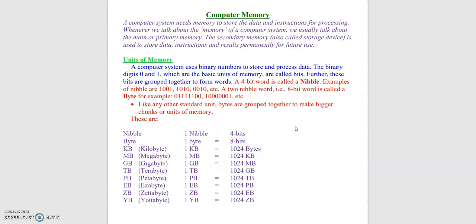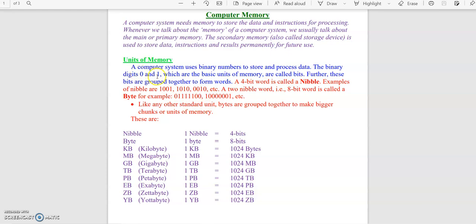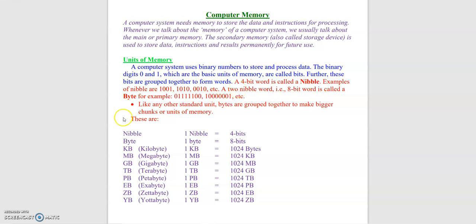A computer system is an electronic device. It's not a human being that will understand all these alphabets. A computer system understands only zeros and ones. The binary digits 0 and 1, which are the basic units of memory, are called bits. Further, these bits are grouped together to form words. A 4-bit word is called a nibble. So you see, now 0 and 1 are called bits and 4 bits make one nibble. Now these are nibbles: 1001, 1010. Whenever we have 4 bits put together, it creates one nibble.